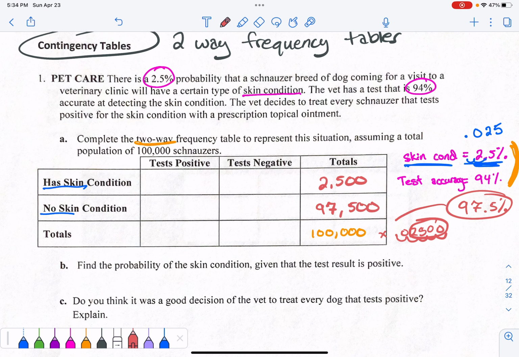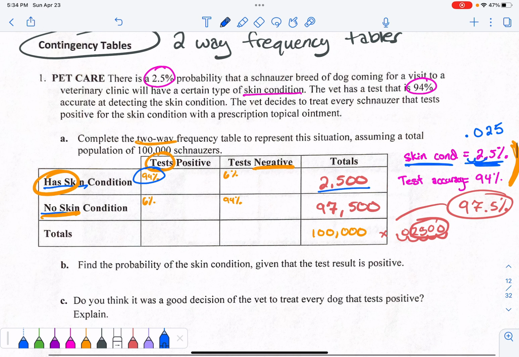Okay, here we go. A 94% accurate test means that 94% of the time, if you have the skin condition, you're going to test positive. Same thing here: 94% of the time, you should get a negative result if you don't have the skin condition. But 6% of the people are going to trickle into this category, and 6% are going to trickle into this category. Now, all we're going to do is take 94%, or 0.94, times this 2,500, and take 6% of 2,500.